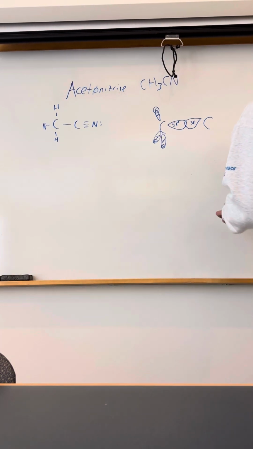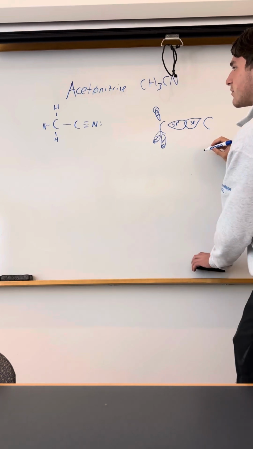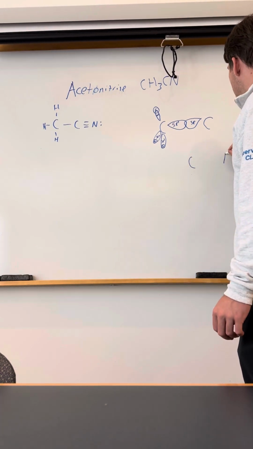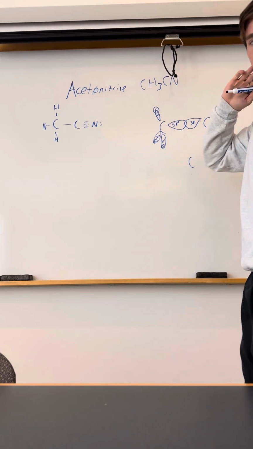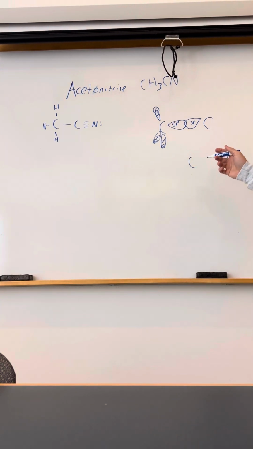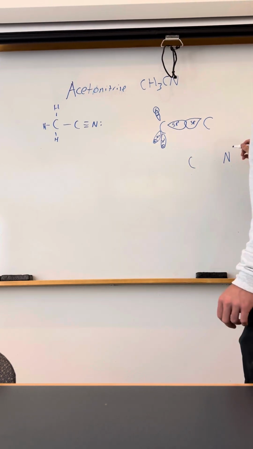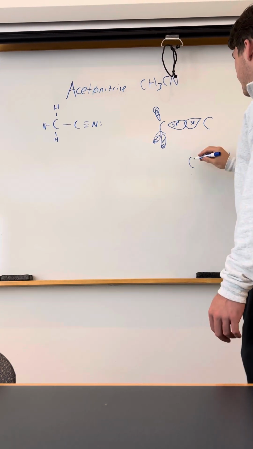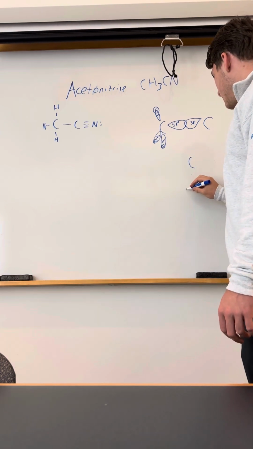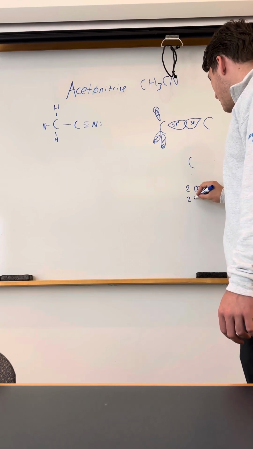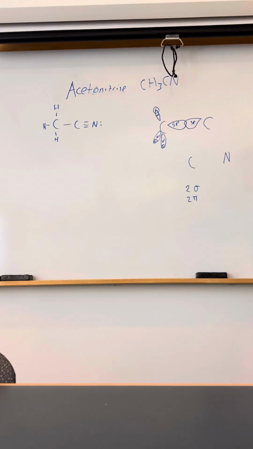So underneath, just to make it a little bit easier. Carbon, nitrogen. So we know with it being a triple bond that it's not going to be just sigma bonds. There will be a sigma bond, however, there's also going to be pi bonds. So for this carbon here, there'll be two sigma bonds and 2 pi bonds.